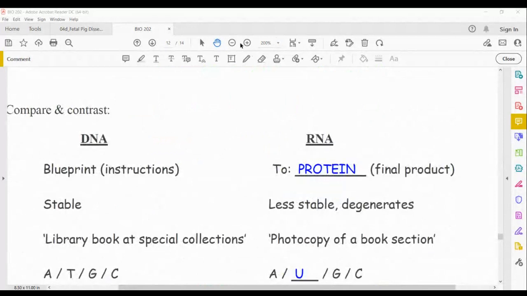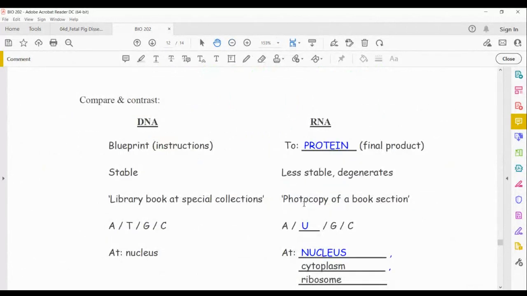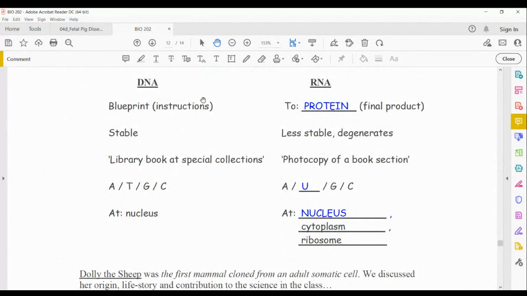Let's compare and contrast DNA and RNA a little bit. We saw some differences earlier on, but let's discuss that a little more. DNA was really like a set of instructions for different things that we can make. And RNA was what we used to actually make something useful out of these instructions. And the useful thing was going to be our proteins. We end up finding that DNA is very stable. It doesn't degenerate as much as RNA does.